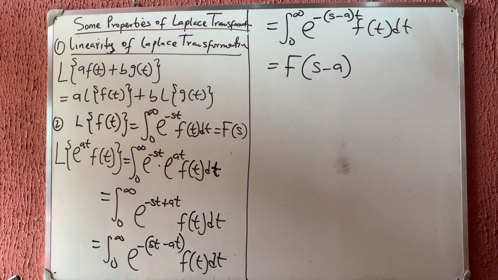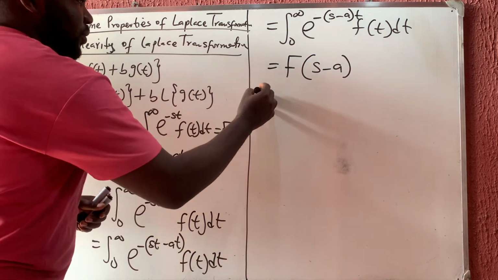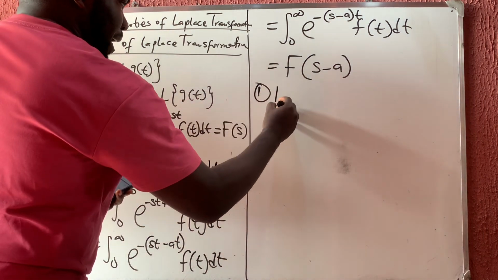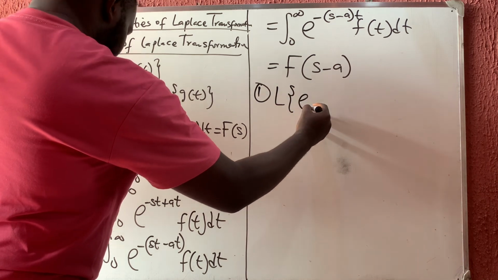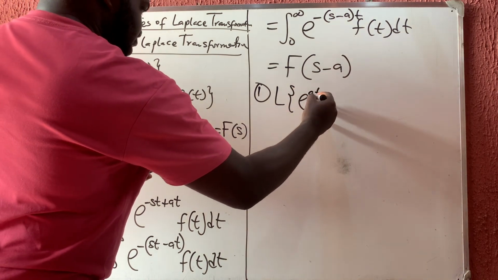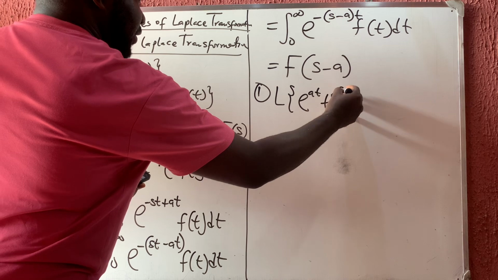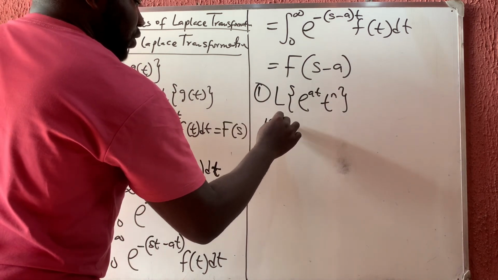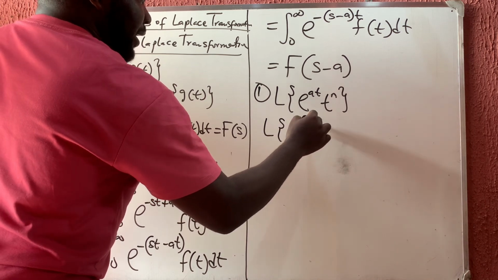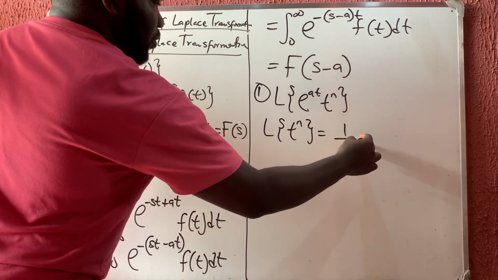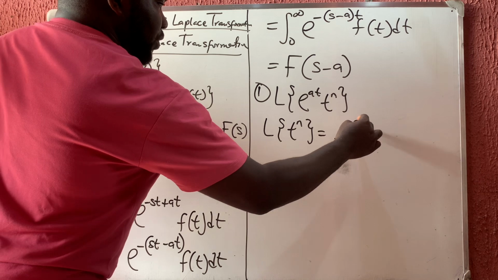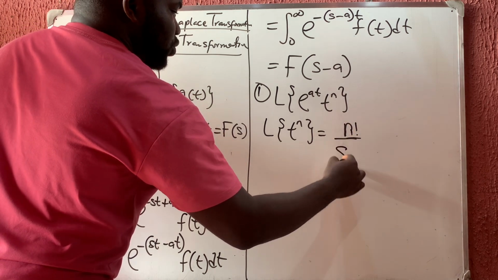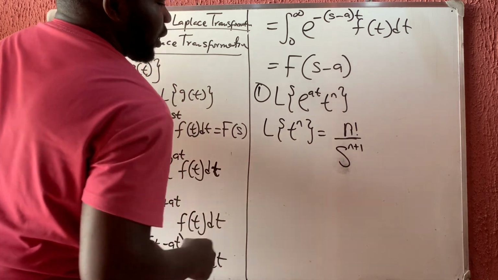Now, from this second one, it will let us know that the Laplace transformation of e raised to power at, with t raised to power n, should give us what? Normally, you should know that the Laplace transformation of t raised to power n is equal to n factorial, then s raised to power n plus 1.